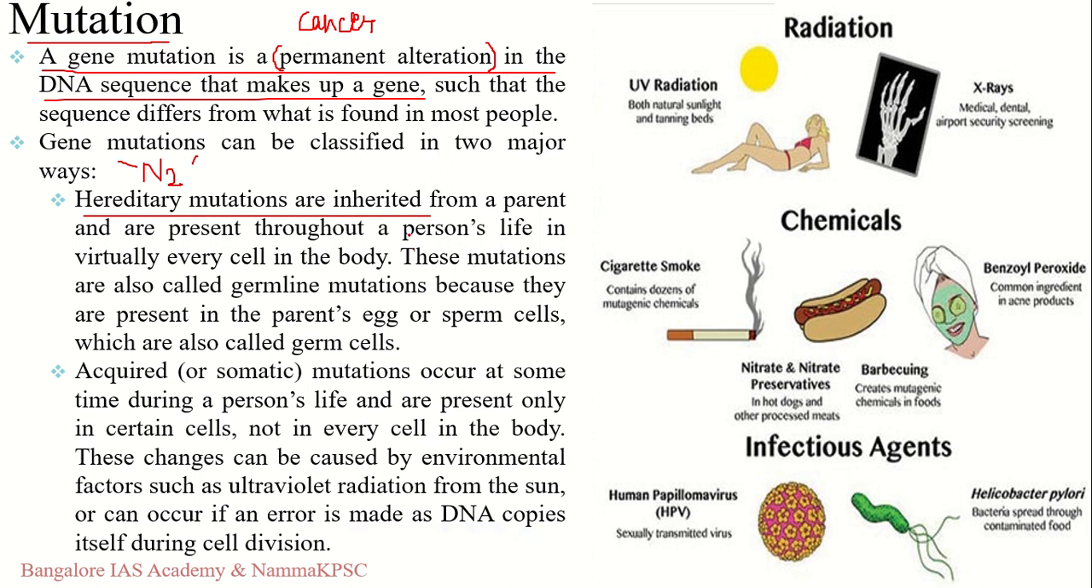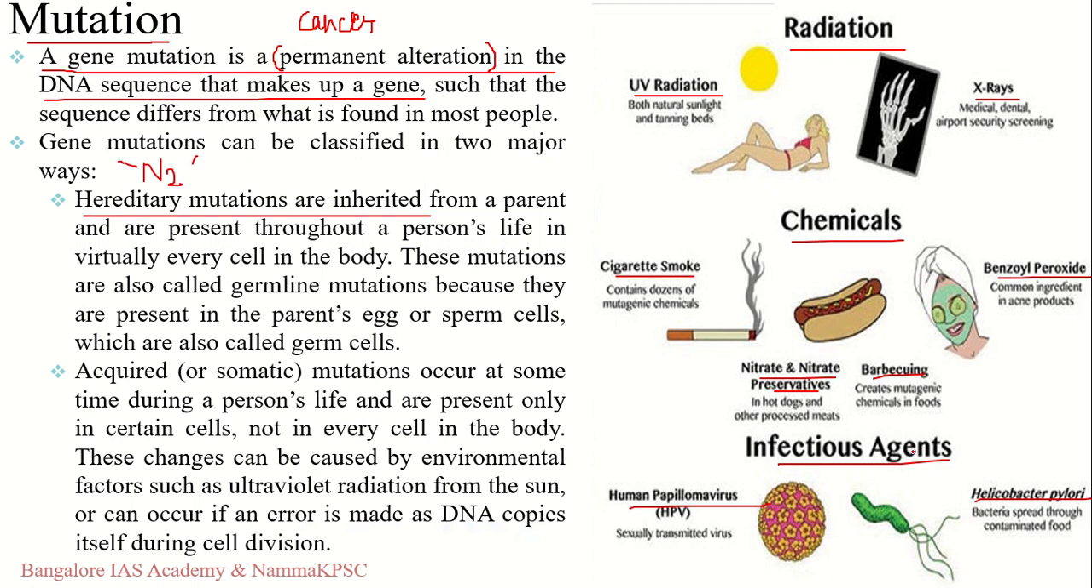So you can just go through this diagram over here, which will give you a broad understanding of the different environmental factors which can cause mutation. You can have radiations, chemicals, and infectious agents.